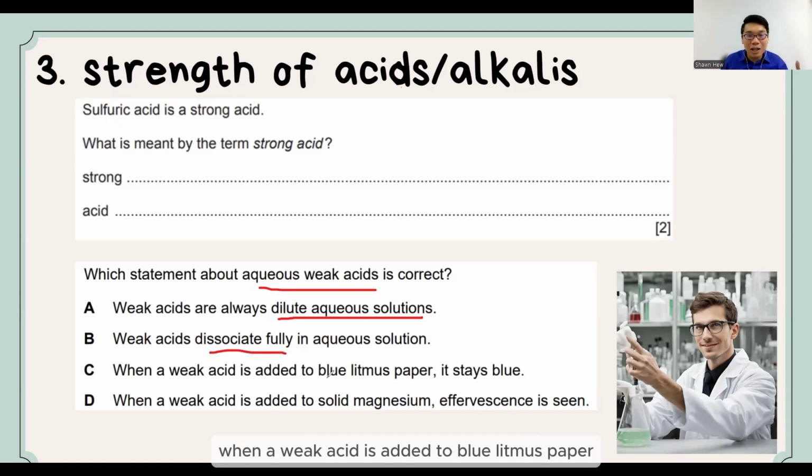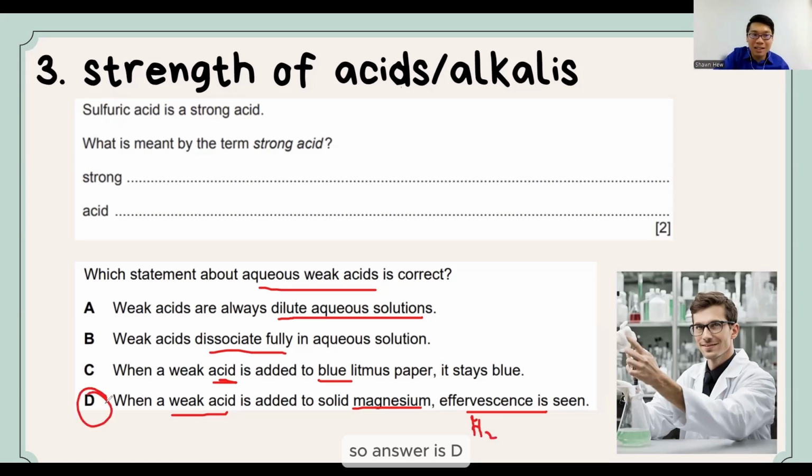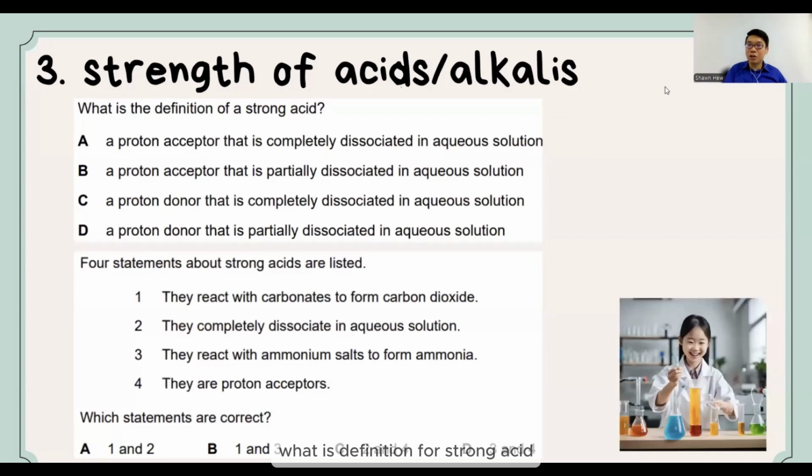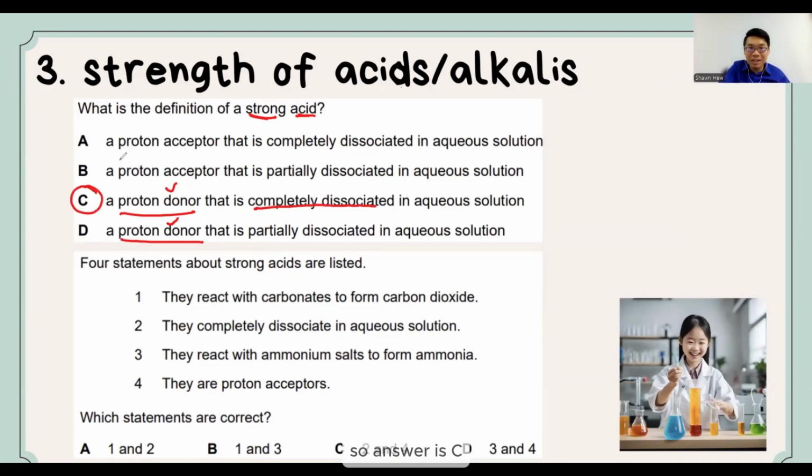When a weak acid is added to blue litmus paper, it stays blue. No, acid always turns it red. We'll learn that in the last part. When a weak acid is added to magnesium, effervescence? Yes, because no matter whether it's a strong acid or weak acid, it will still react with metal to form hydrogen gas. So the answer is D. Next, what is the definition for strong acids? Acid is a proton donor. Strong means completely dissociate, 100% dissociate. So the answer is C.